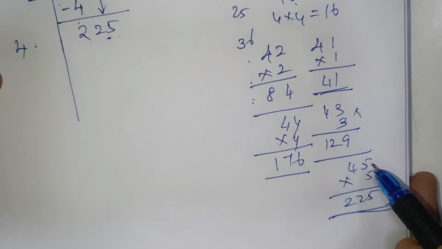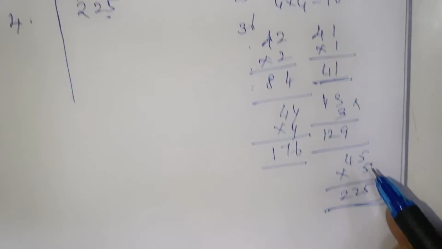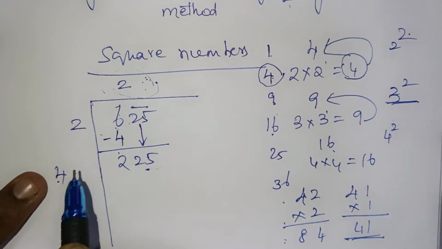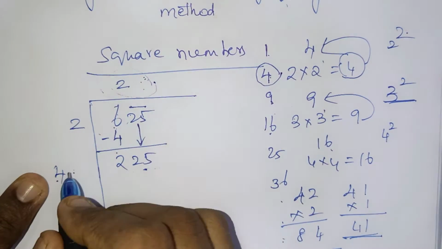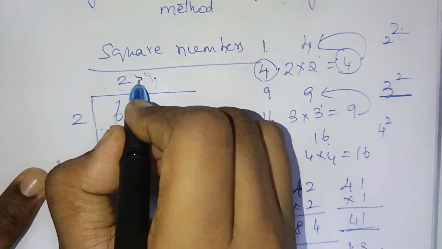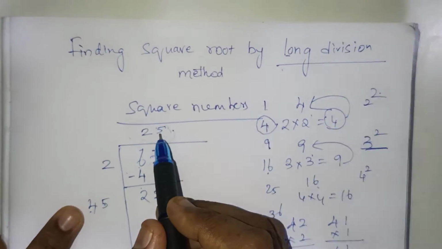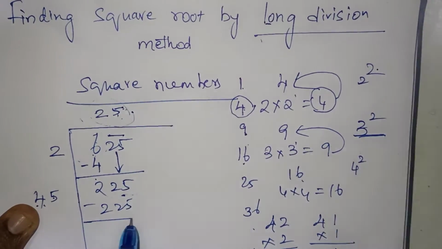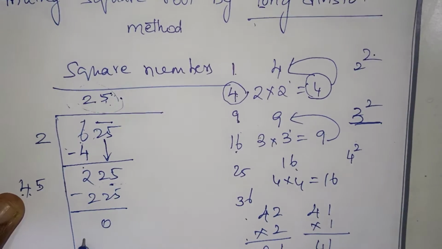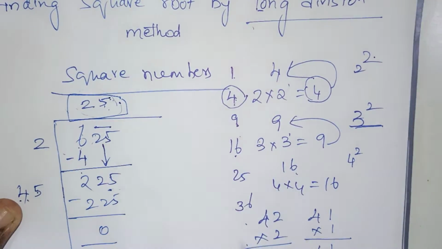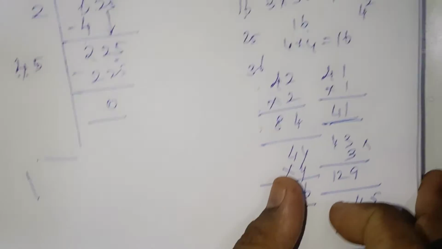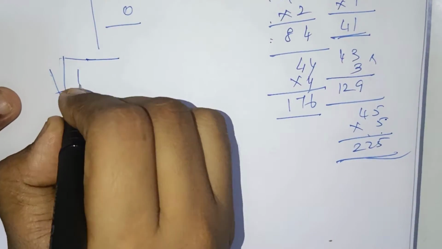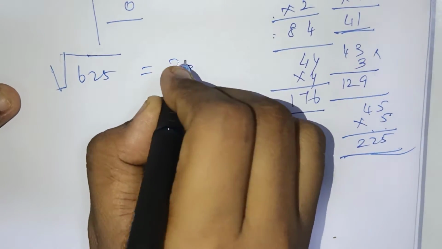So 45 into 5. Already I have 4 over here. The next number is 45 now. So write 5 and 5. Now 5 into 45 is 225. Now as usual you subtract. 225 minus 225 is 0. So the square root of 625, this is the symbol for finding the square root, square root of 625 is equal to 25.